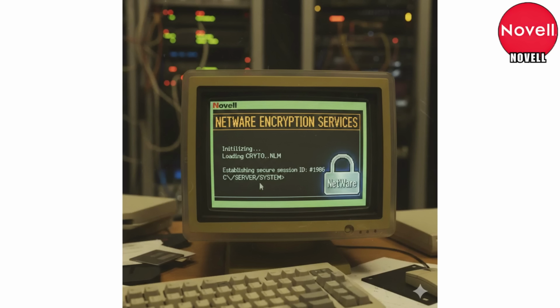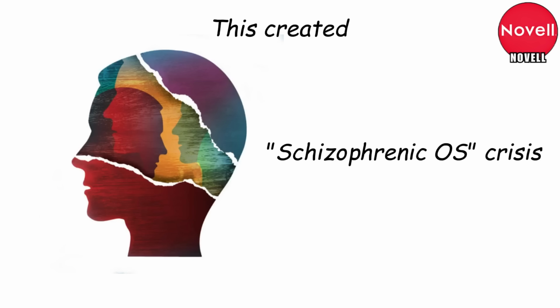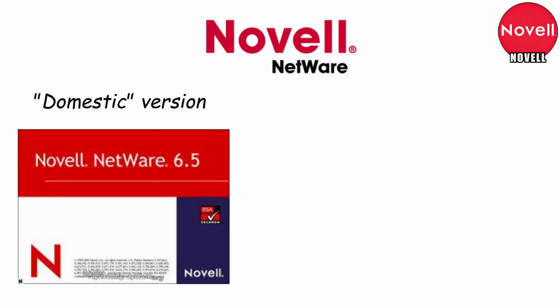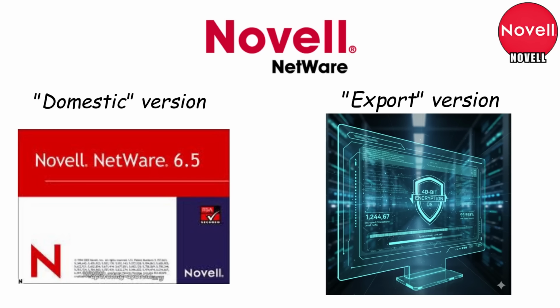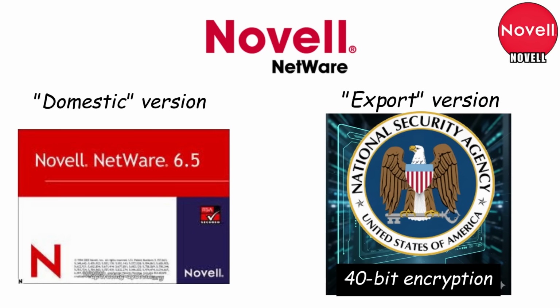Because NetWare's encryption was so robust, the US government officially banned the export of the full-strength version to almost every other country on Earth. This created a schizophrenic OS crisis. Novell was forced to maintain two entirely separate versions of the same system. The domestic version was ironclad, while the export version had to be intentionally crippled with weak 40-bit encryption that the NSA could crack in minutes.